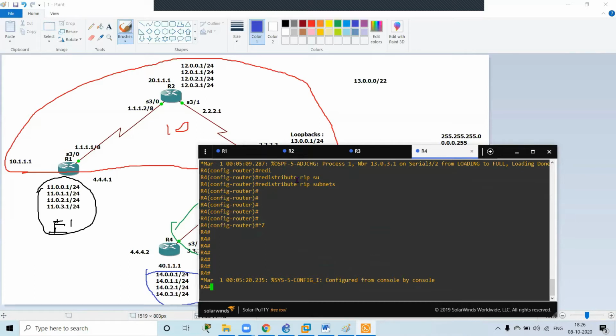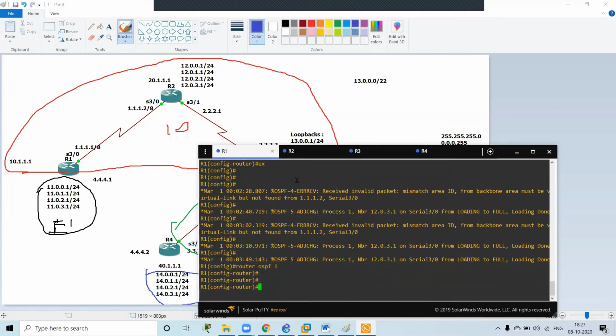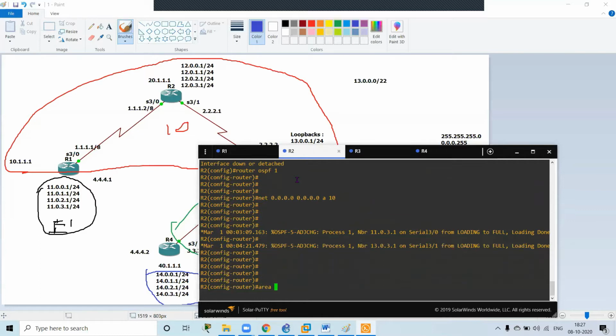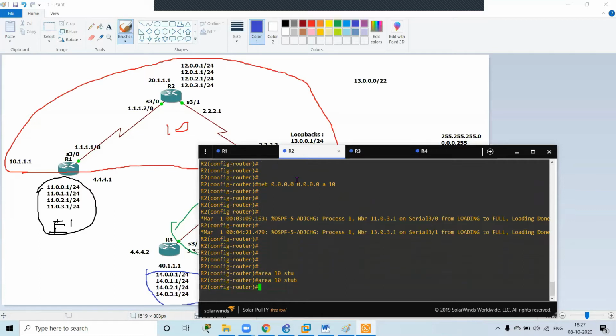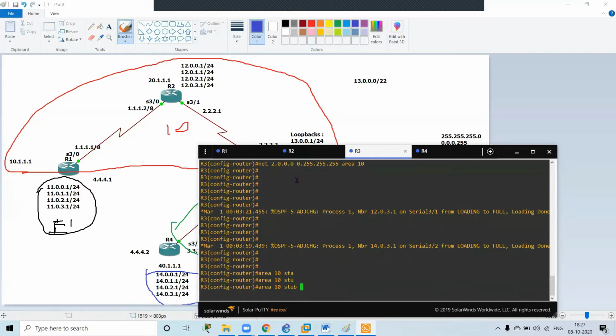Now I'll configure area 10 as my stub area. The routers in area 10 are R1, R2 and R3. I'll go on all the routers and give the command router OSPF 1 and area 10 stub. Sorry, before you do that, can you show the IP OSPF database? I just want to see how it looks before and after.